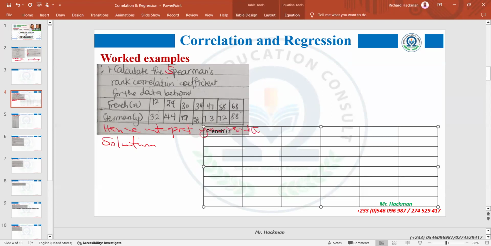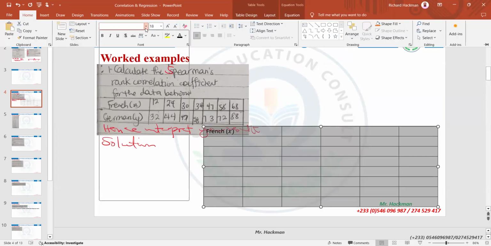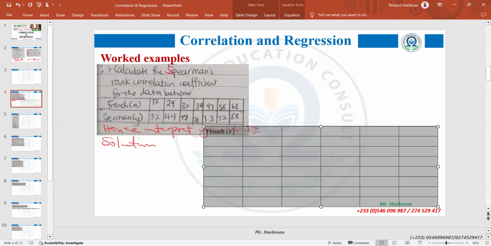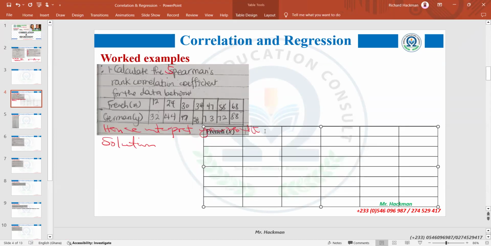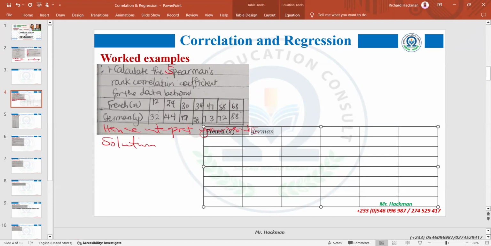That is X as provided in the question. So let me make everything Times New Roman. So you construct your table as such. Now the next column will be headed German. So we write our German, with a capital G, which is labeled as Y.